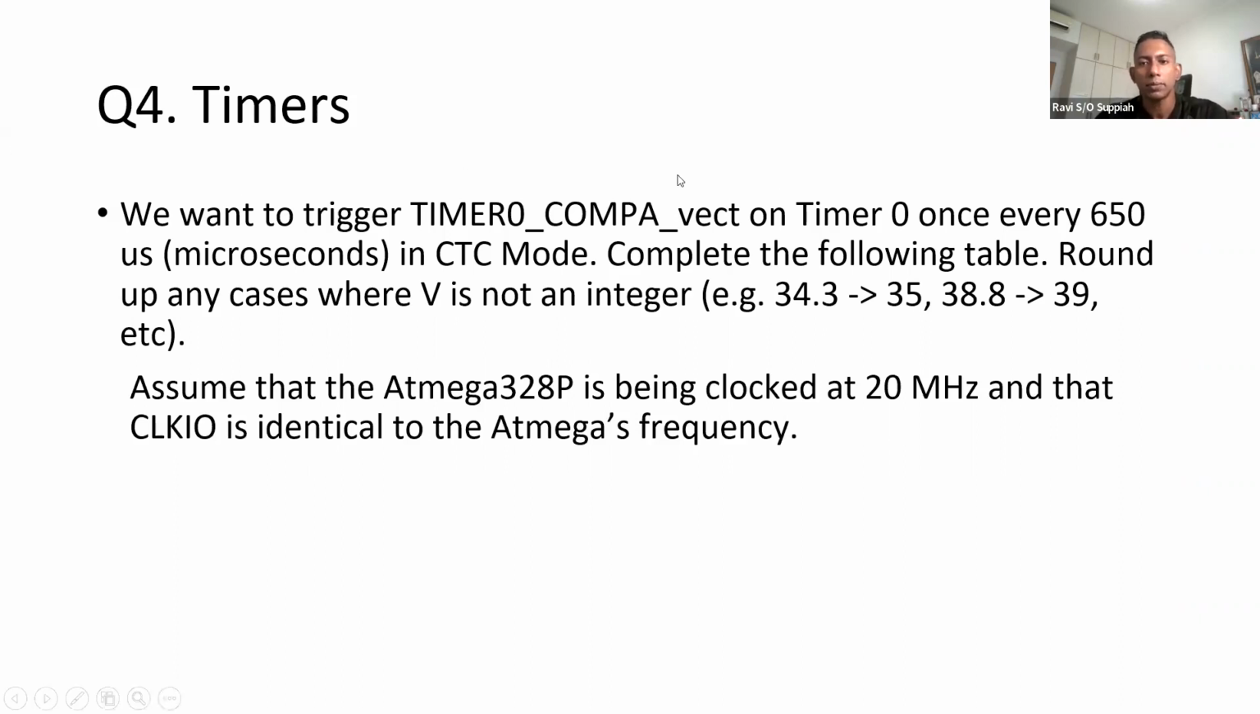In this example, the ATmega is clocked at 20 megahertz. This is something to take note of. When you're doing the midterm, read the question carefully. Even though the Arduino Uno is running at 16 megahertz, the question may specify some other frequency. So always read the question carefully to note the frequency at which the controller is being clocked in that particular question.